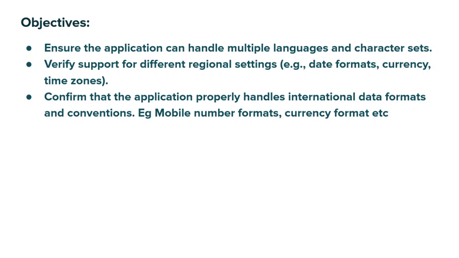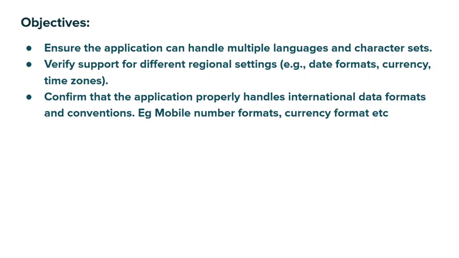And for those applications we have to verify that they support different regional settings. For example, date formats. We know there can be different types of date formats depending on the region. Wherever that application is getting used, depending on the date formats supported in that region, our application should work correctly. Currency related: different countries have different currencies. So if our product is a globalized product, we have to verify that it works correctly with different types of currencies and time zones as well. Time zones can change depending on the region across the world.